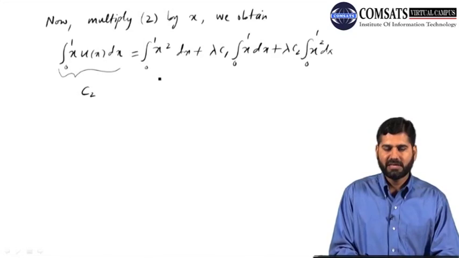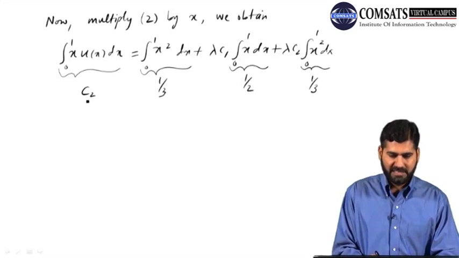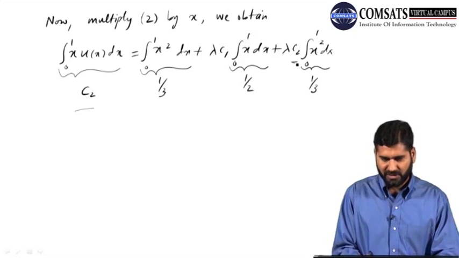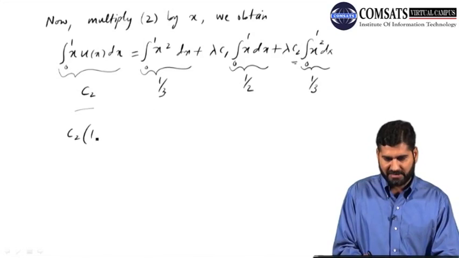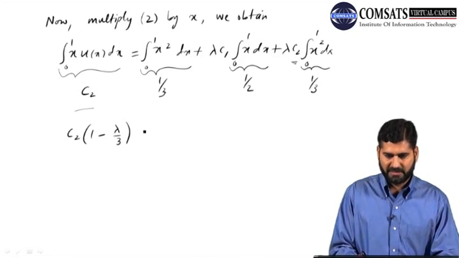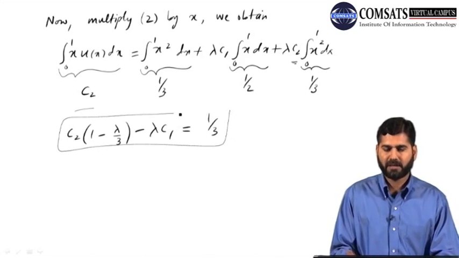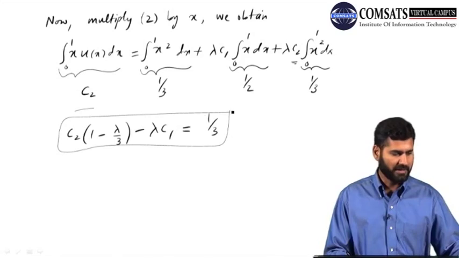And this is your c2. We call it c2. This is x cubed by 3 from 0 to 1, it's 1 by 3. This is x squared by 2, so it's 1 by 2. This is x cubed by 3, so it's 1 by 3. Now you see, this is c2 and this is c2. So it's c2 times 1 minus lambda by 3. And plus, this is c1, so it's minus lambda c1 is equal to 1 by 3. So this is your second equation. So you got a system of equations here.